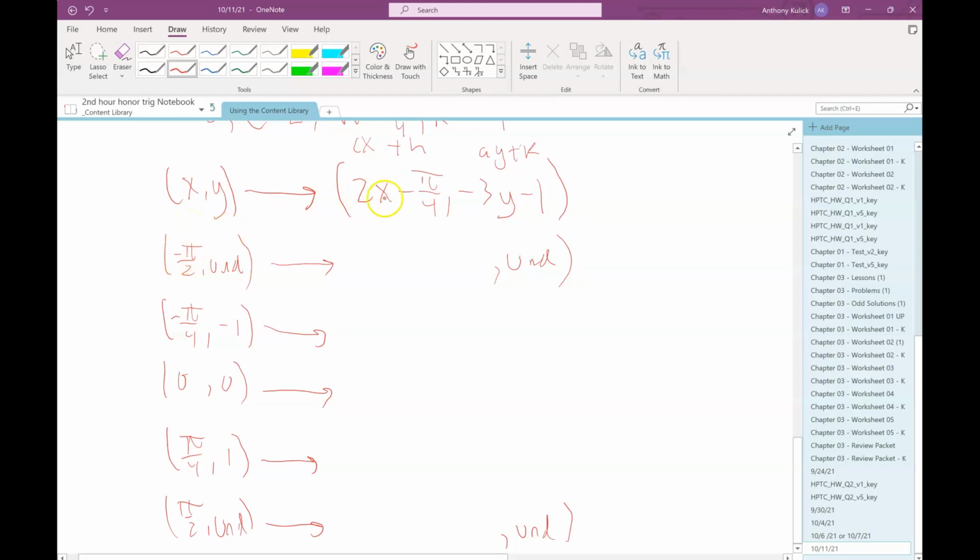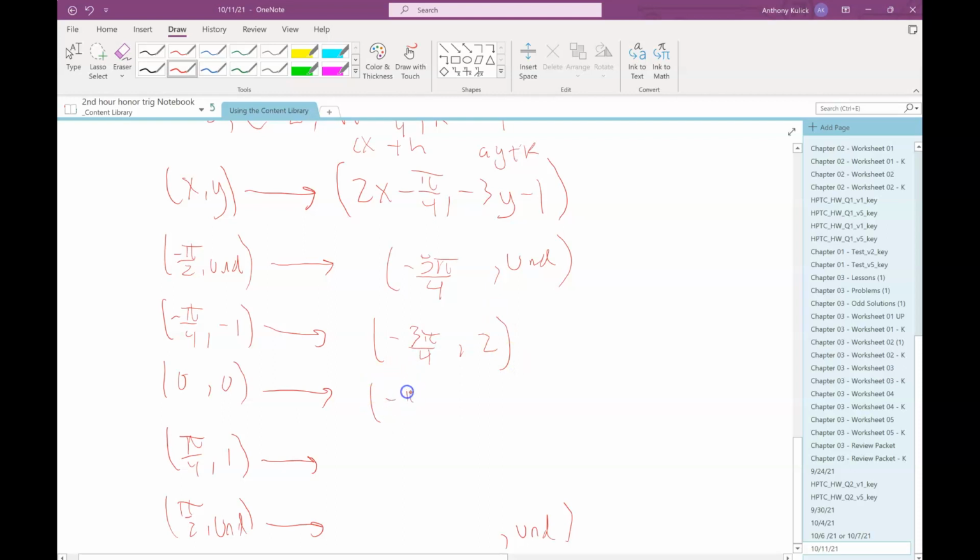So if I plug in negative pi over 2, 2 times negative pi over 2 is negative pi, and then minus pi over 4 there is going to be minus 5 pi over 4. Plugging in negative pi over 4, 2 times negative pi over 4 is negative a half, minus a quarter is negative 3/4, and negative 1 times negative 3 is positive 3, minus 1 is 2.